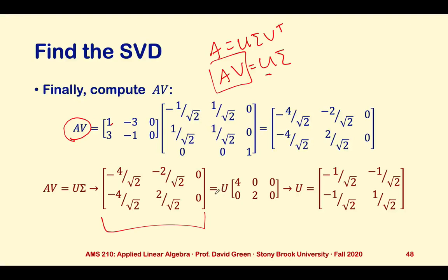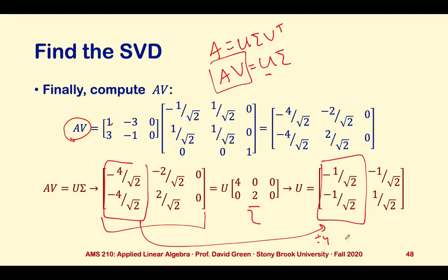We have U times this singular matrix here, which needs to equal this matrix. Multiplying this by U is going to scale the columns, and so we can just look at this and say this, divided through by 4, gives us a column here. We just take this and divide it by 4.